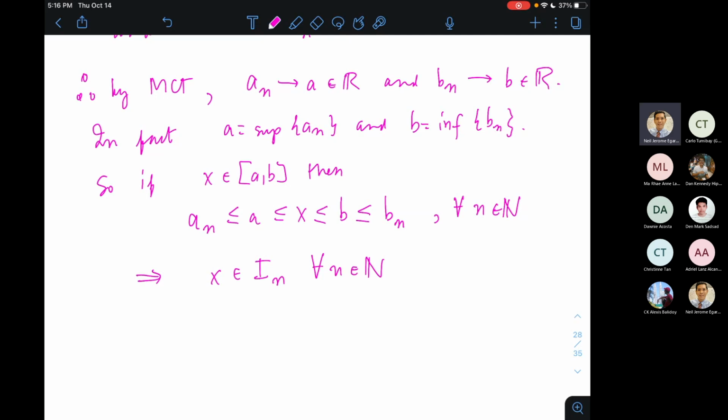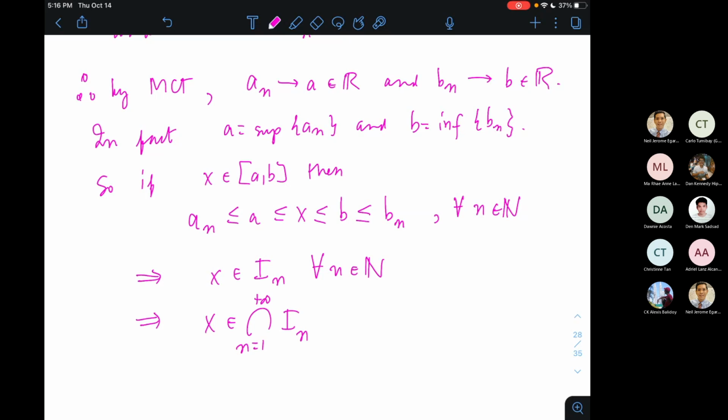Nasa loob siya ng lahat ng mga nested intervals. Kasi nasa pagitan siya ni An at saka ni Bn for all of the n's, for all natural number n. Right? And this is guaranteed to exist kasi nag-exist yung A, nag-exist si B. So ibig sabihin, merong closed interval AB at meron niyang at least isang laman. Kung ang laman niya ay si X, yung X na yon ay nasa lahat ng intervals. So that makes X an element of the intersection of all of the In's.